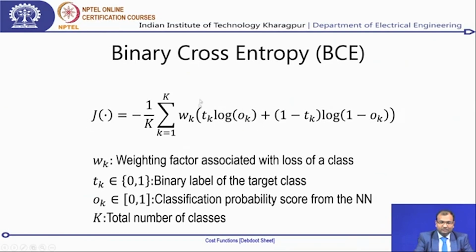And because of this log and this Ok value, Ok is in the range of 0 to 1. So, 1 minus Ok will also be in the range of 0 to 1, and that makes the output of this log a negative number in both cases. In order to get this cost function as a positive one, you have this balancing minus here, which balances out the total contribution coming from this whole thing.